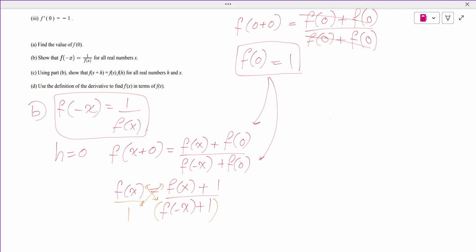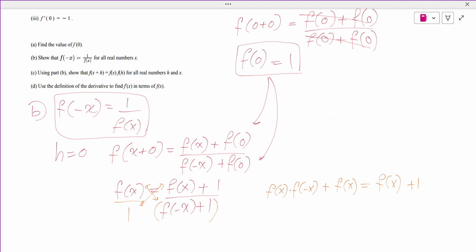So you have f of x multiplied by f of minus x. So we write f of x times f of minus x and then a plus. You have f of x multiplied by 1, which is f of x, right? Equals 1 times f of x, it's f of x. And then you have 1 times 1, which is 1. So we need to isolate f of minus x. So we will divide the whole equation by f of x.